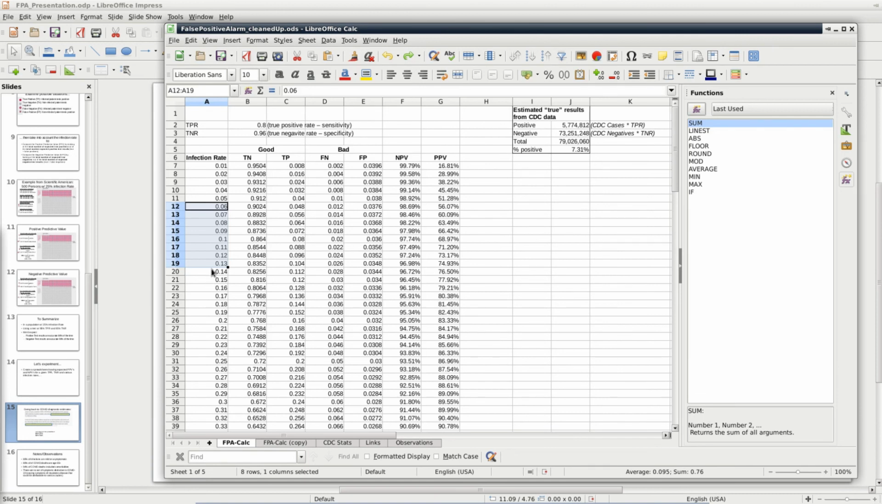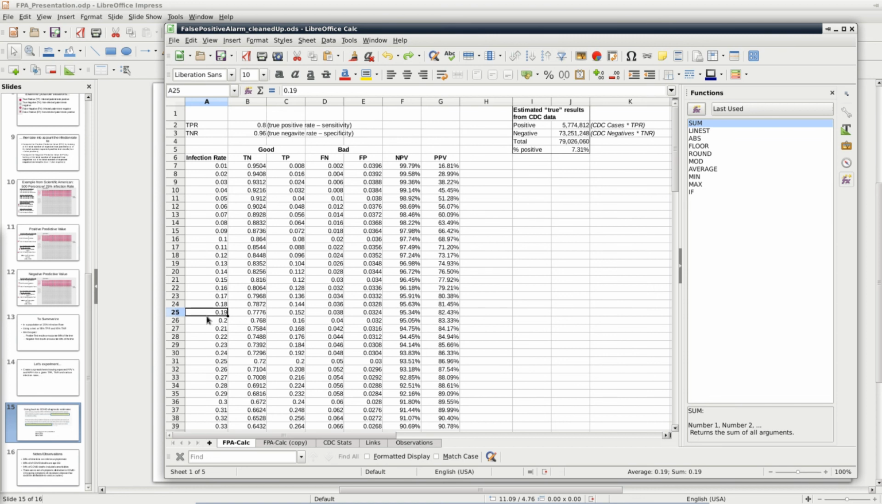Ideally, we'd only be testing people who are highly likely to have the infection. So that would mean our infection rate would be higher. My point in saying that is, this infection rate, we're not necessarily talking about the entire population. We're talking about the population of people who are receiving the test.